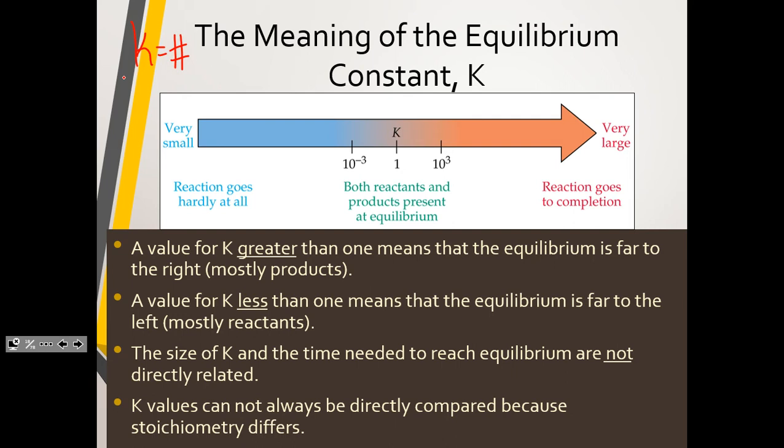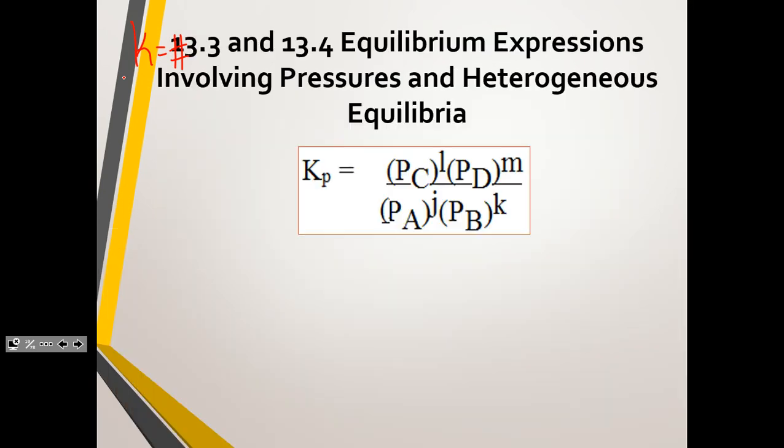The size of K and the time needed to reach equilibrium are not directly related. K values cannot always be directly compared because stoichiometry may be different.